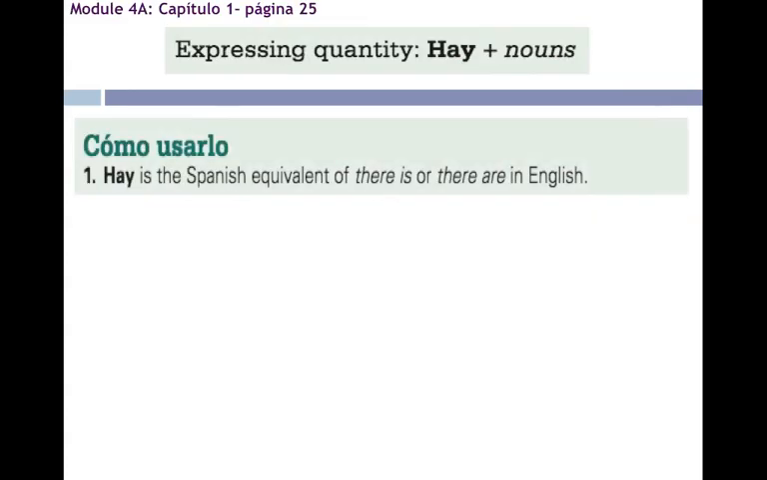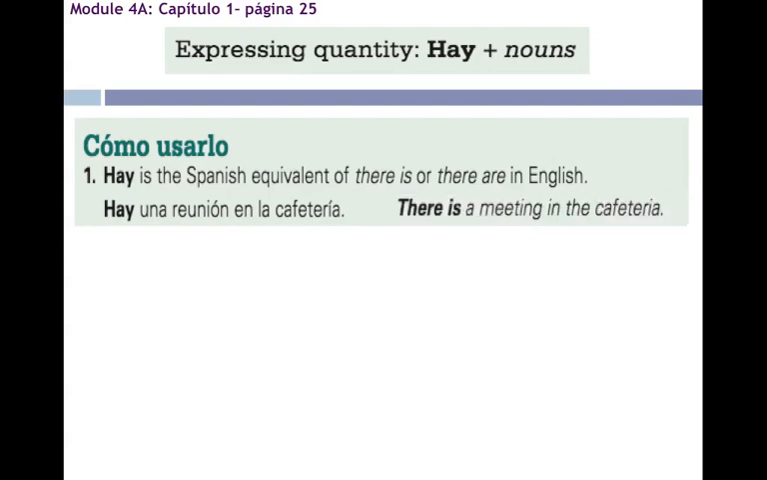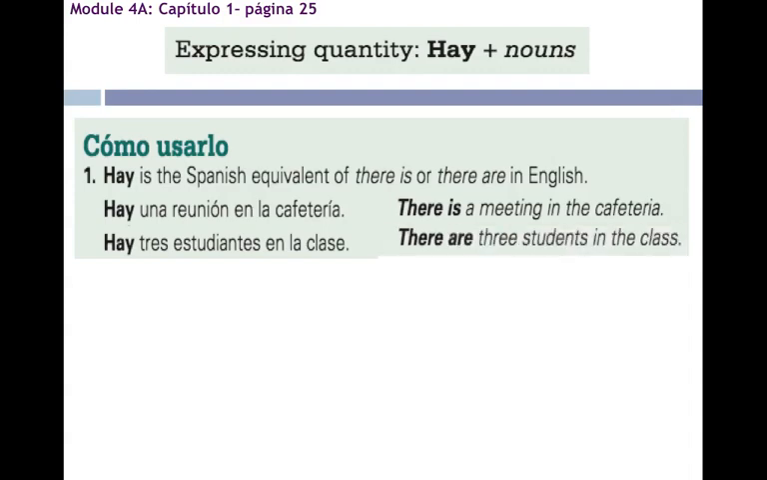¿Cómo usarlo? How do you use it? Well, hay is the Spanish equivalent for there is or there are. Hay una reunión en la cafetería. Think about what that means. There is a meeting in the cafeteria. Hay 3 estudiantes en la clase. Tell me what that means in inglés. There are 3 students in the class.